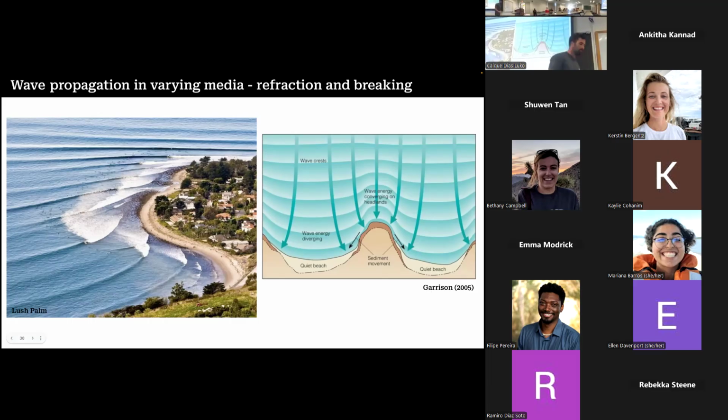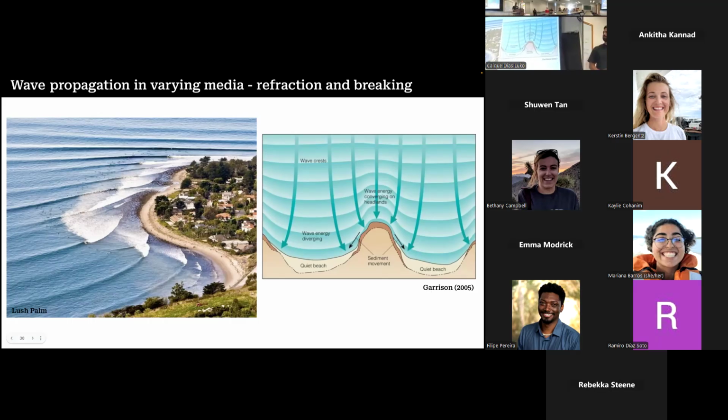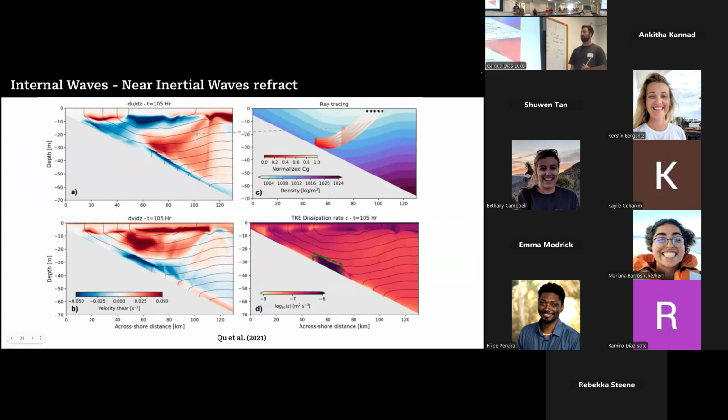So near inertial waves are also a type of wave that can refract because they're propagating through varying media. But for internal waves, what's going to drive the phase speed and the group velocity is again stratification, the local inertial frequency, vorticity, and lateral buoyancy gradients. So when they're crossing a background flow with these properties varying, the waves can refract and can concentrate their energy at a specific spot where they're going to break.